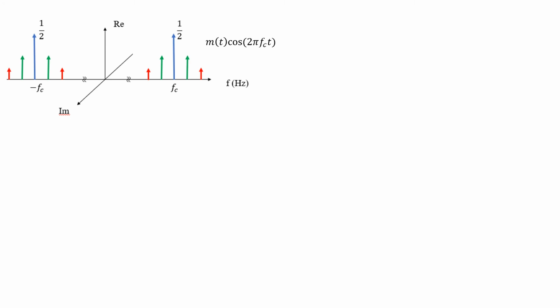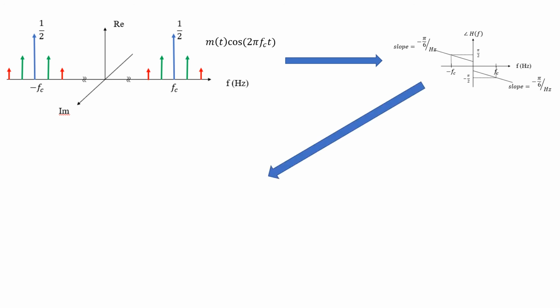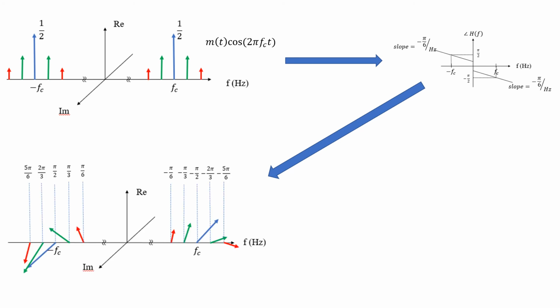Just as we did for the phase delay, m of t times cosine 2 pi fc t is the signal we are sending in. But this time, the channel is much more complicated. If you need a minute, feel free to pause the video and think what the output should look like. The result should look something like this. The number above each dashed line represents the phase term for each arrow.